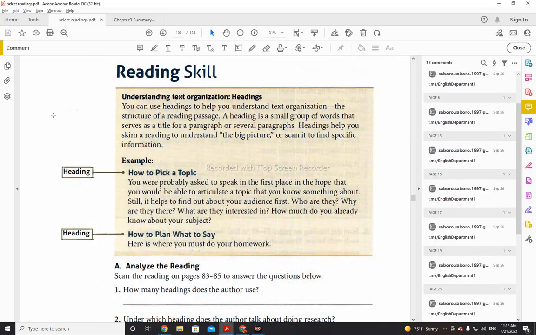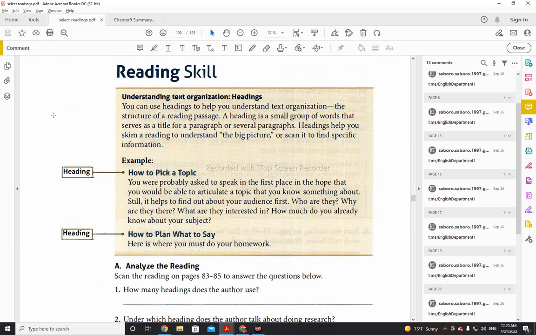Understanding text organization, headings. You can use headings to help you understand text organization, the structure of a reading passage. A heading is a small group of words that serves as a title for a paragraph or several paragraphs. Headings help you skim a reading to understand the big picture or scan it to find specific information. Example, how to pick a topic.